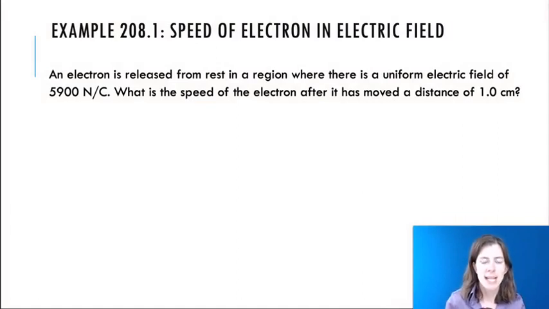This problem says an electron is released from rest in a region where there is a uniform electric field of 5900 newtons per coulomb. What is the speed of the electron after it has moved a distance of 1 centimeter? So we can see that the electron was starting from rest, but because it is in that field, the speed is going to change because we're looking for the final speed.